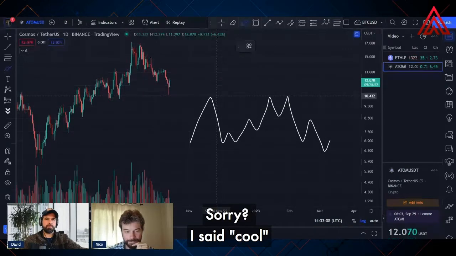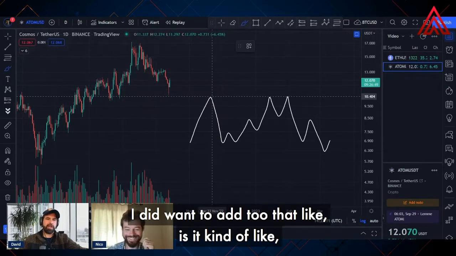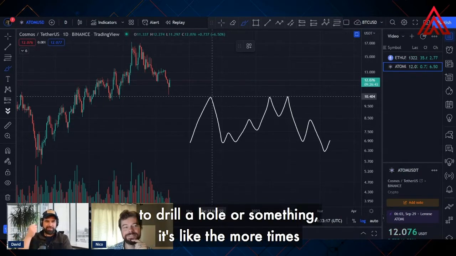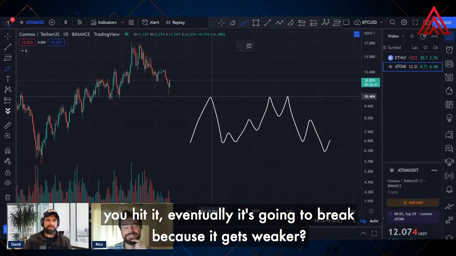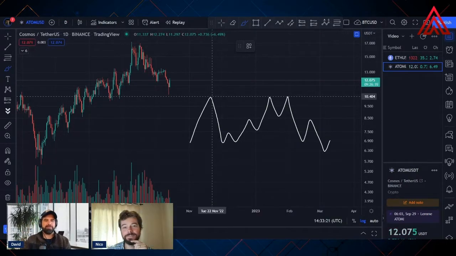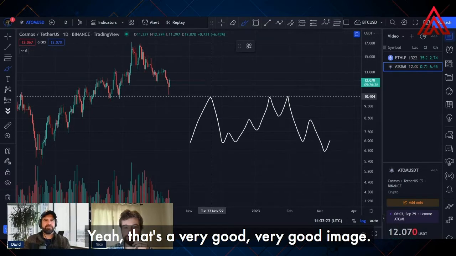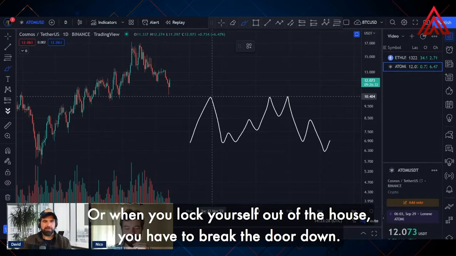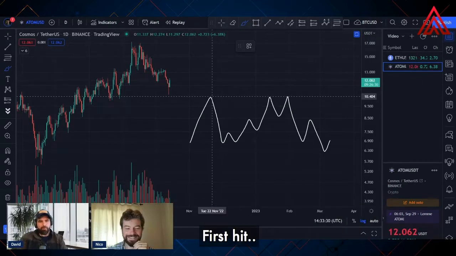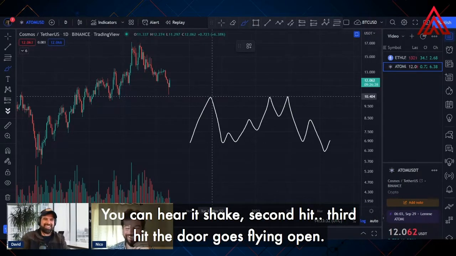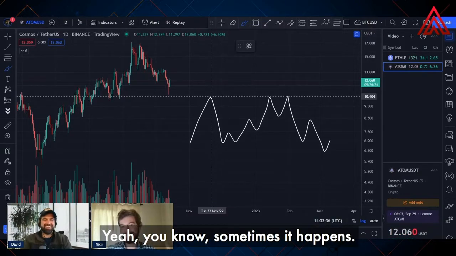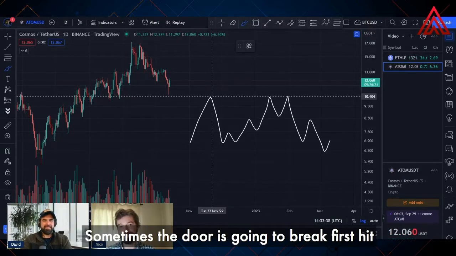Is it kind of like, if you're an ice fisher and you're breaking the ice to drill a hole, the more times you hit it, eventually it's going to break because it gets weaker? Yeah, that's a very good image. Yeah, exactly. That's how it works. Or when you lock yourself out of the house and you have to break the door down, first hit, you can hear it shake. Second hit, third hit, the door goes flying open. Yeah, so sometimes it happens. Sometimes the door is going to break first hit.